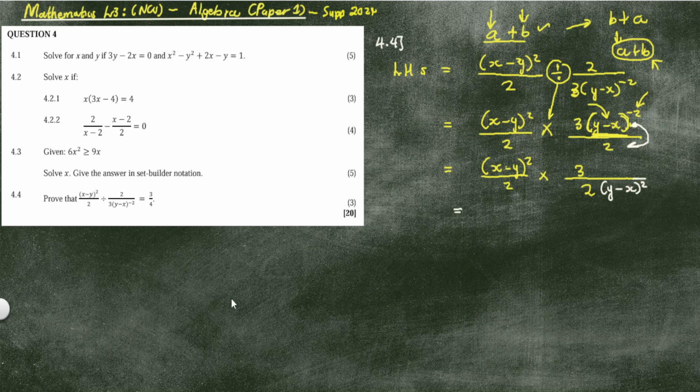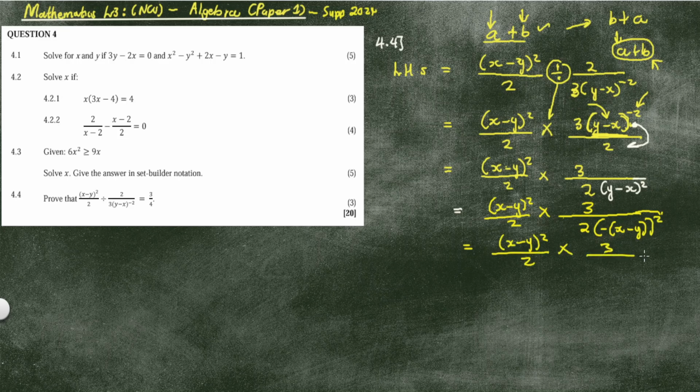Equal to (x minus y) squared over 2 multiplied by 3 over 2. Sign change rule, it's minus (x minus y), like this, minus y, like this, equal to, we continue, (x minus y) squared over 2 multiplied by 3 over 2. Now, we know that anything squared gives us a positive, right? It gives us a positive.